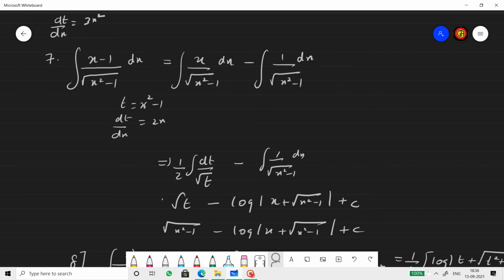Substitute t back. The next term which I haven't integrated is in the form of a special integral, in the form of 1 by root over x square minus a square. So follow the formula and that's it.